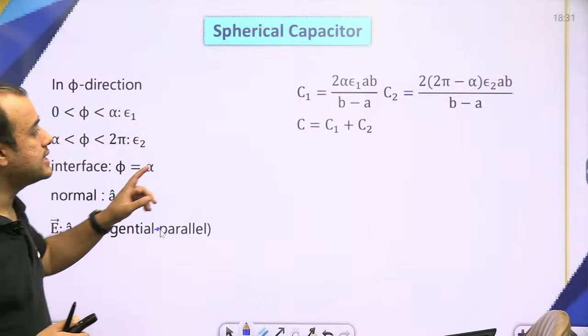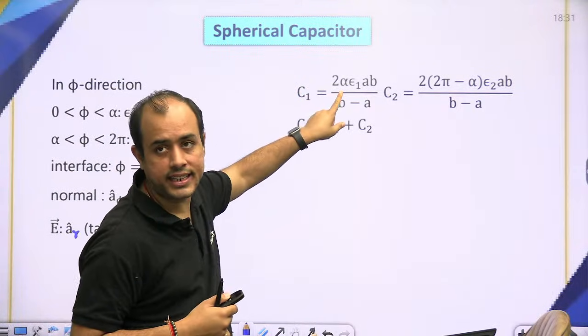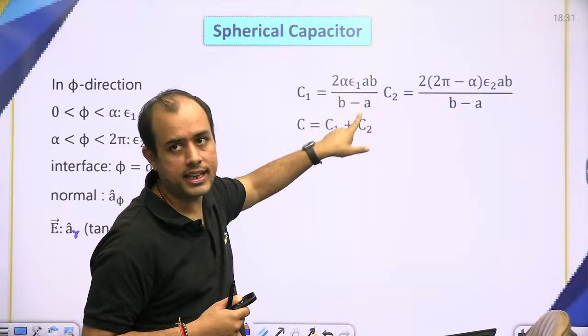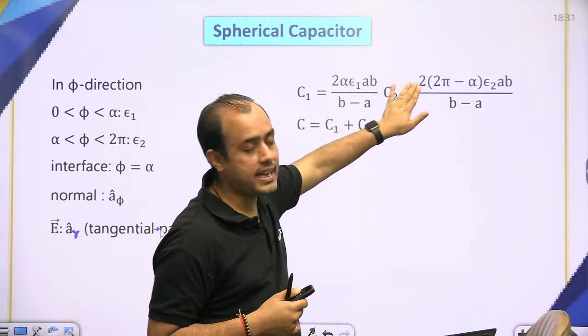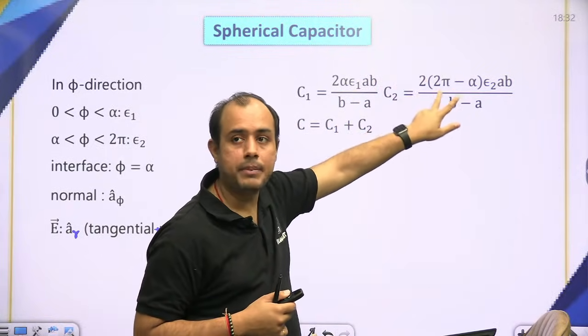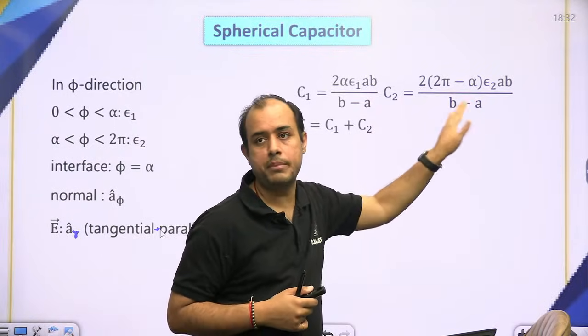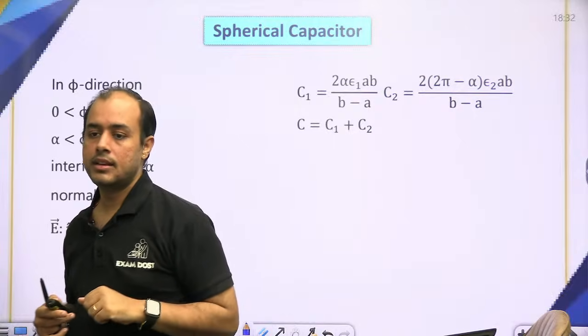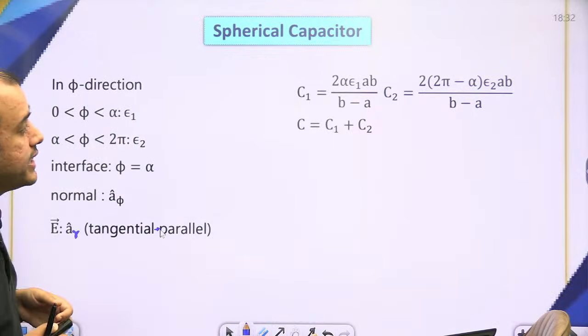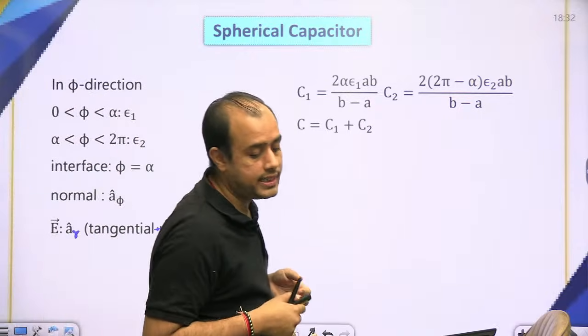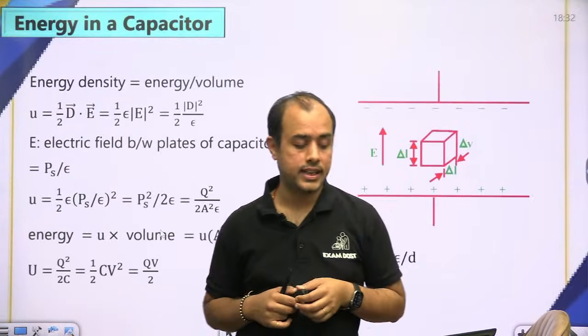So for the first dielectric, the integration of sine theta is 2. Because of phi I have alpha, epsilon 1 AB by B minus A. Sine theta की वजह से 2. The limit of phi is 2 pi minus alpha for the second, epsilon 2 AB upon B minus A. तो पहले डाइलेक्ट्रिक की लिमिट है अल्फा और दूसरे की 2 pi minus alpha. साइन थीटा का इंटीग्रेशन 2 आएगा.